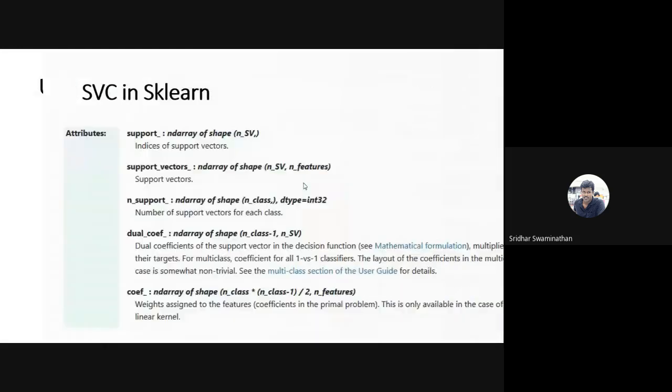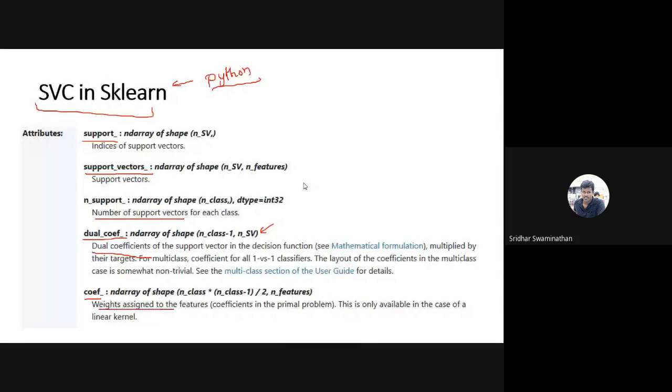Okay. So if you are training the model in sklearn, after the training you can just check it out. Usually you will do something like clf.fit, that is the model, and then you can put clf.coef_, that will be the regular coefficient, which is the theta values or the W values, and there is a dual coefficient. Dual coefficient of the support vector in the decision function multiplied by the targets. Okay.